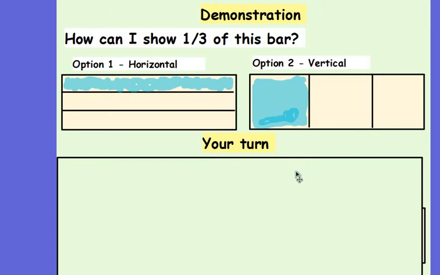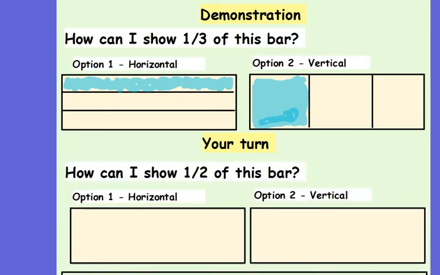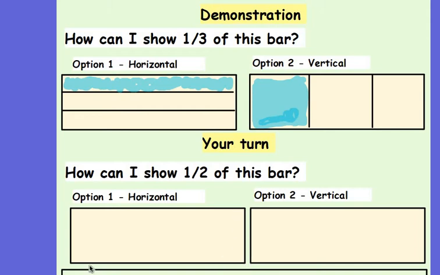Over to you, Year 7, in your light blue books. Can you show me half of this bar here, and this bar here? This one I want you to split horizontally to show me a half and shade it in. And this one can you split vertically and show me a half? Pause the video and complete this in your light blue books now, please.